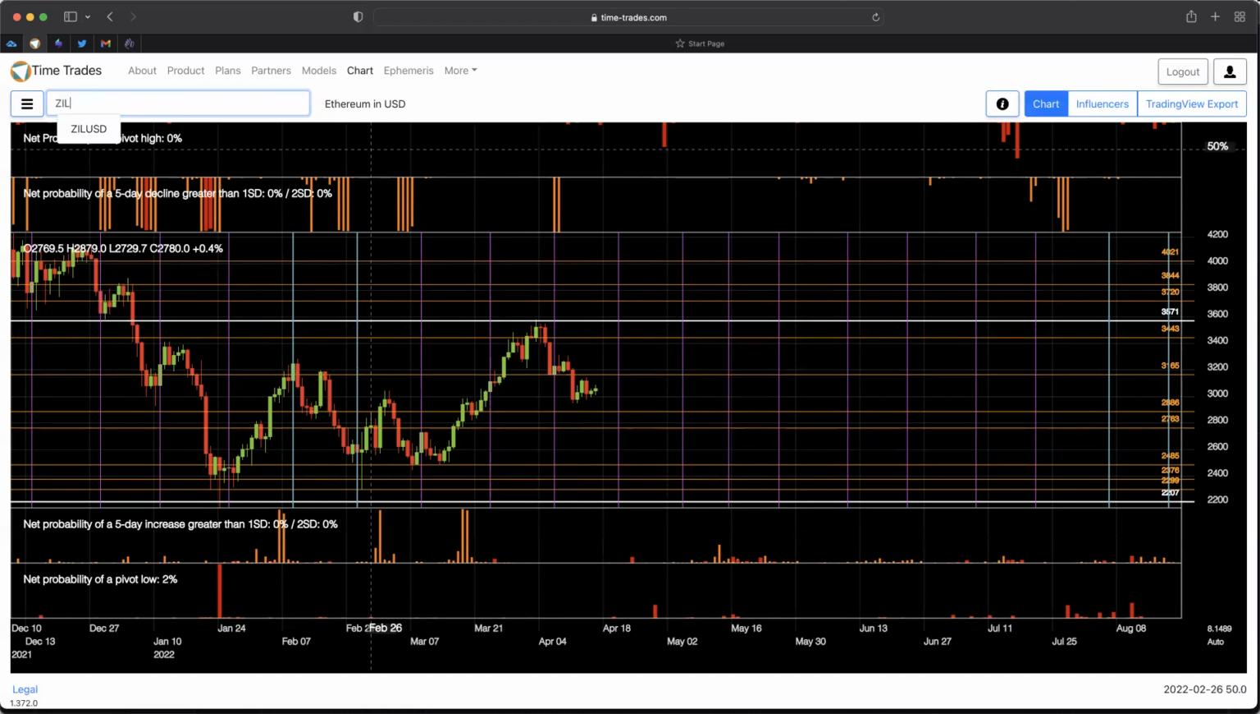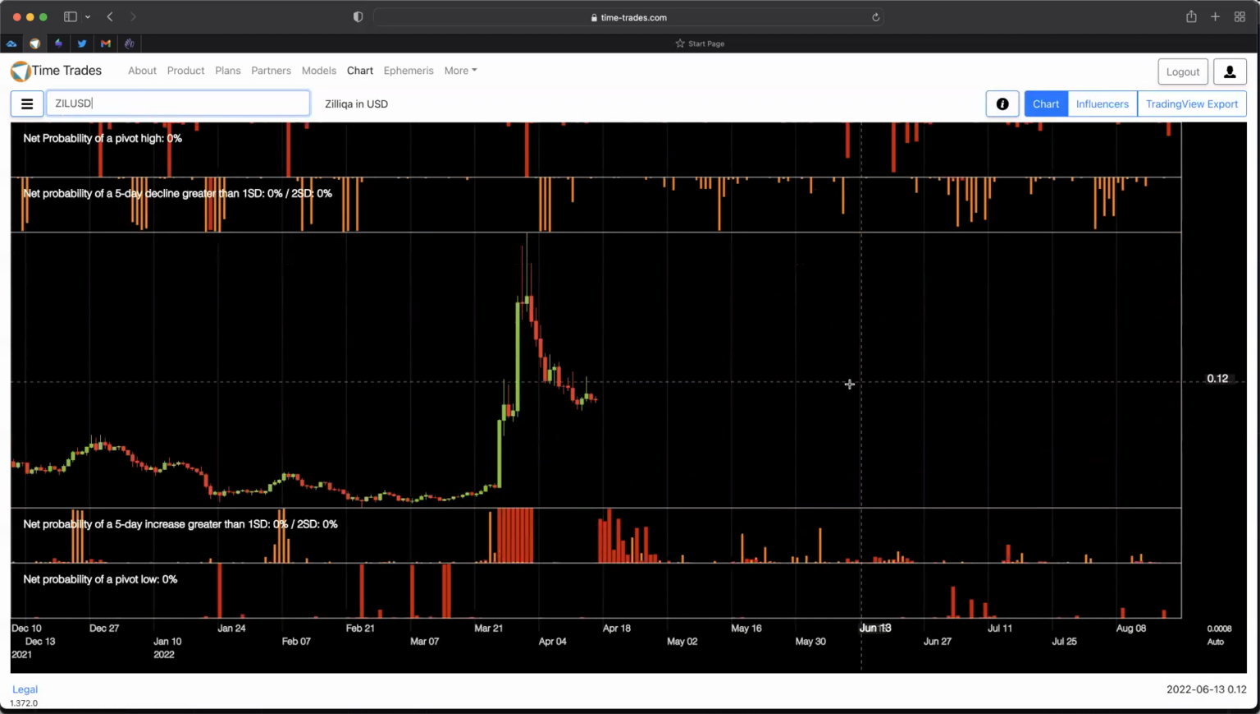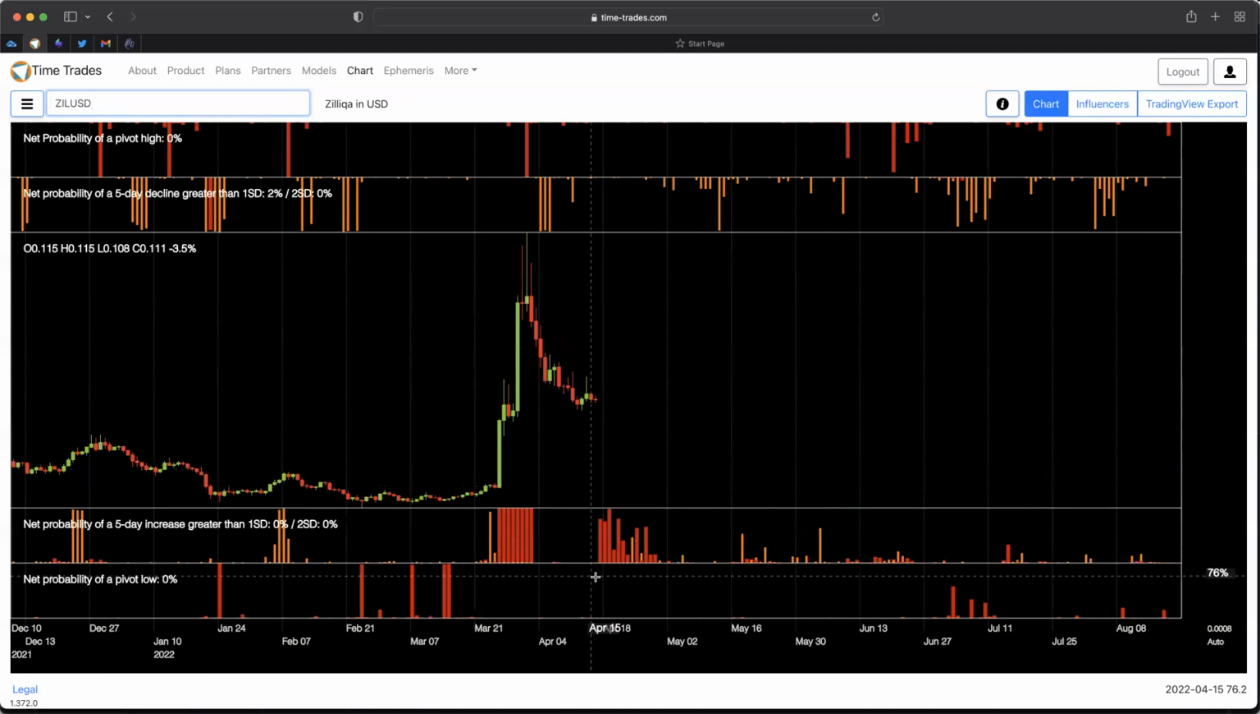Last bit of crypto I want to share with you, I found this on the models page, is Zilliqa. And this has kind of a crazy cluster of 2 standard deviation moves up. Like what I've just shown you in the world of crypto right now, I think is one of the biggest values of the Time Trades method: being able to very quickly survey multiple coins to see what has the highest probability of a move coming up.